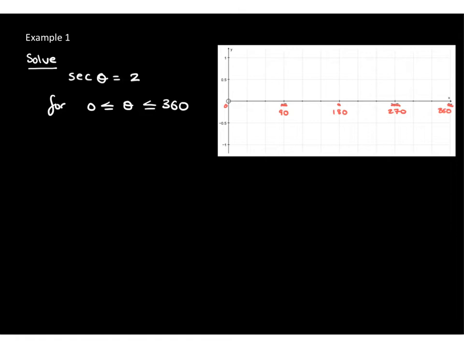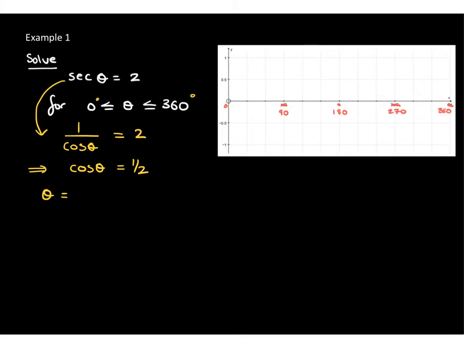We are going to solve sec theta equals 2 for angles between 0 and 360 degrees. So let's remind ourselves that sec theta means 1 over cos theta. So 1 over cos theta equals 2, which tells me that cos theta is equal to a half. So I can then work out my value of theta.